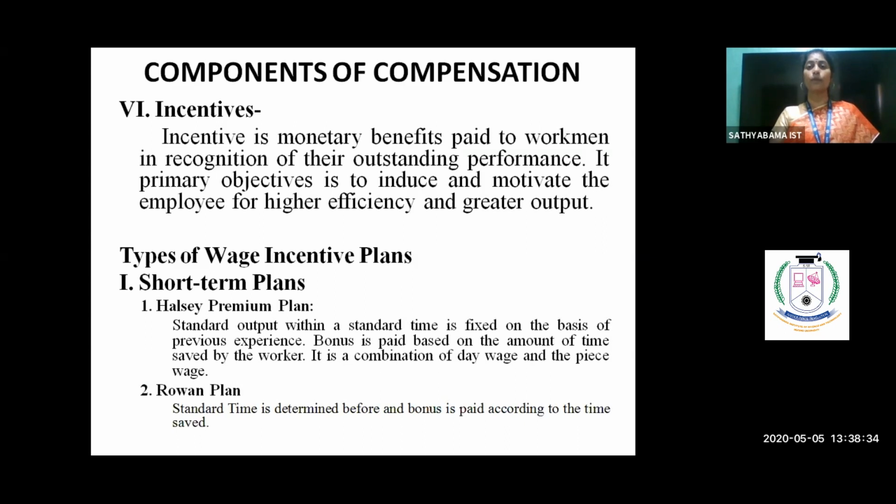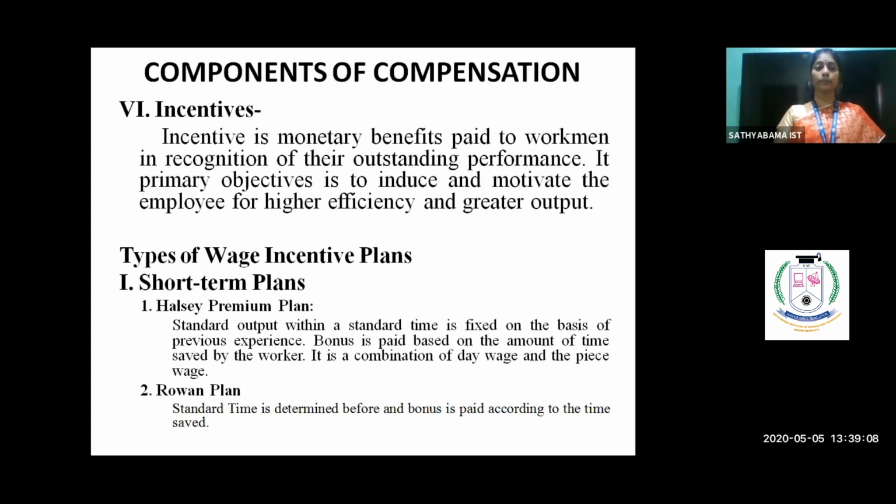Then comes the components of incentives. Incentive is a monetary benefit which is given to the employees as recognition for their outstanding performance. At the same time, it will encourage and improve the efficiency of the workers, and increase their productivity. So for this purpose, incentive is given to the employees or workers. So what are the types of incentive plans we have? It is again classified into two: short-term plans and long-term plans.